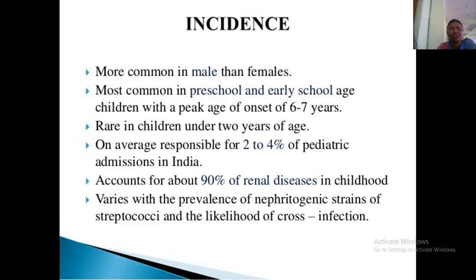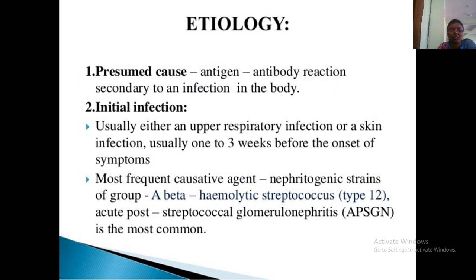Incidence: it is more common in males than females. Most common in preschoolers and early school-age children, with a peak age of onset of 6 to 7 years. Rare in children under 2 years of age. On average, responsible for 2 to 4% of pediatric admissions in India. It accounts for about 90% of renal diseases in childhood. It varies with the prevalence of nephritogenic strains of streptococci or likelihood of cross infection.